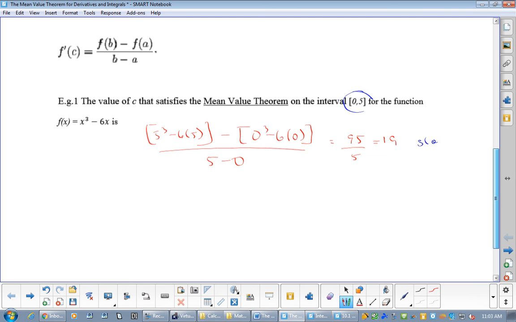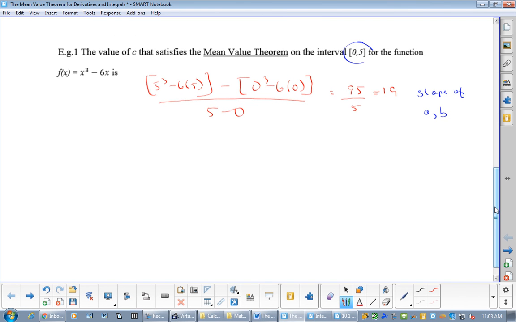That is the slope of A and B. Okay, the two x values A and B. Now, I just want to kind of show you, since this is notes, right? So visually, this is what, say, the function looks like. And from 0 to 5, so say here is 5, that's 0. So this is 5, and that's 0. We found that the slope is 19.